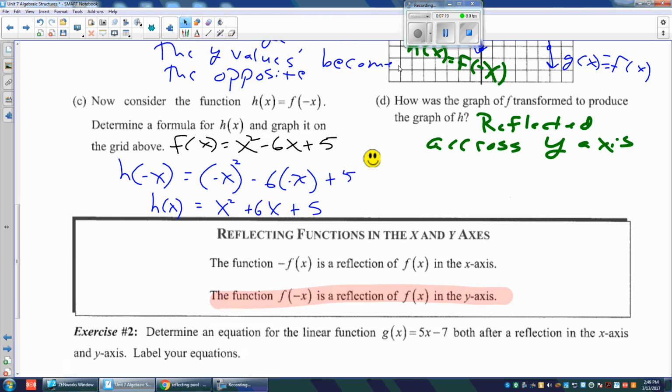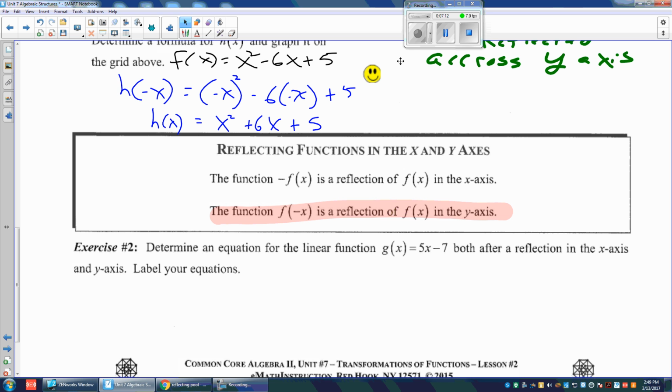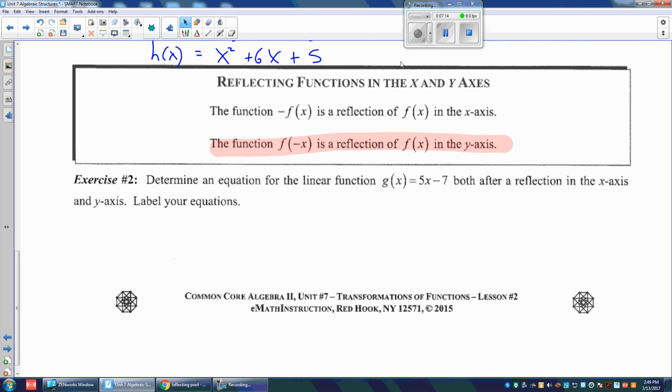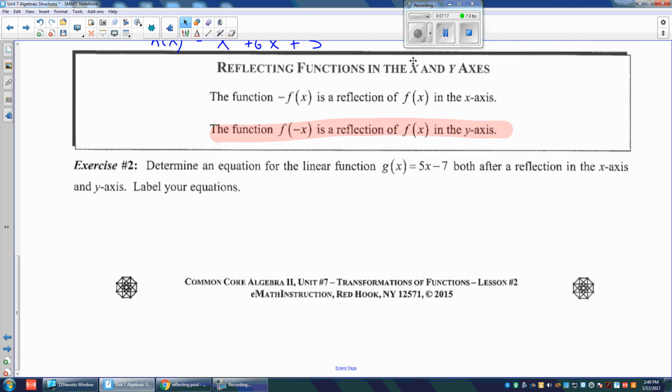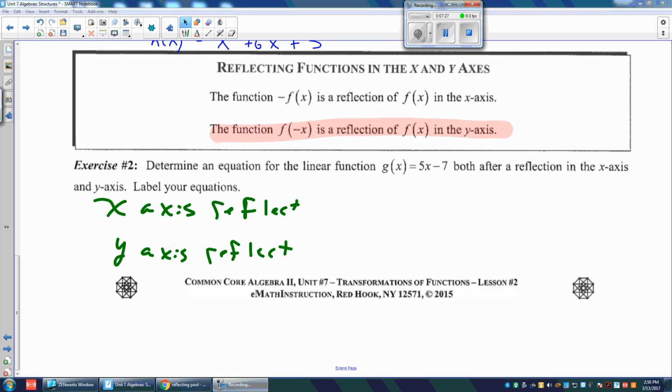And there is a summary, and you know the summaries are always in rectangles. Okay. Exercise number 2. Determine an equation for the linear function g of x equals 5x minus 7 after reflection in the x-axis and y-axis. Label your equations. So we have the x-axis reflect and the y-axis reflect.